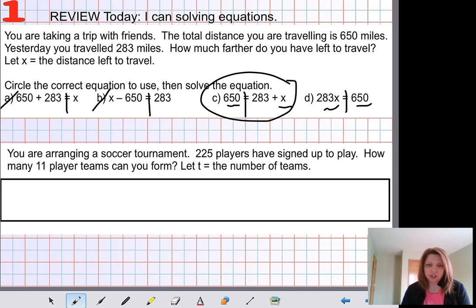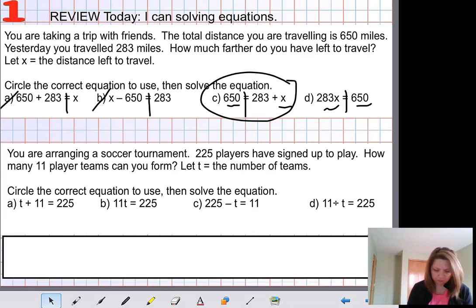Next one, you're arranging a soccer tournament. 225 players have signed up to play. How many 11-player teams can you form? Let T be the number of teams. So in this case, if you have a total of 225 players and one team has 11 players, are you going to subtract 225 minus 11 for one team? Or do you want to separate all those 225 kids into different teams? So think what operation will be the best one here.